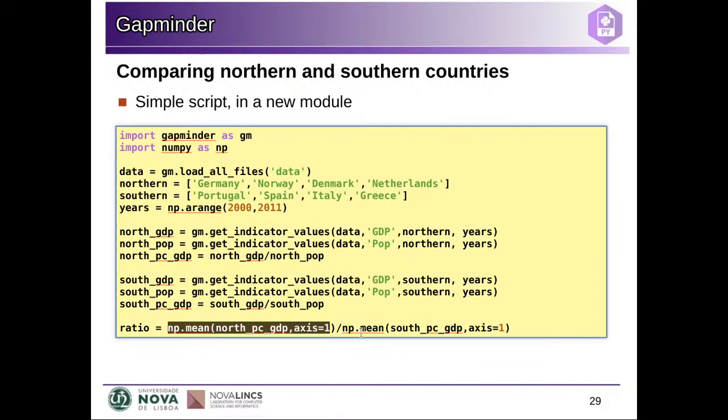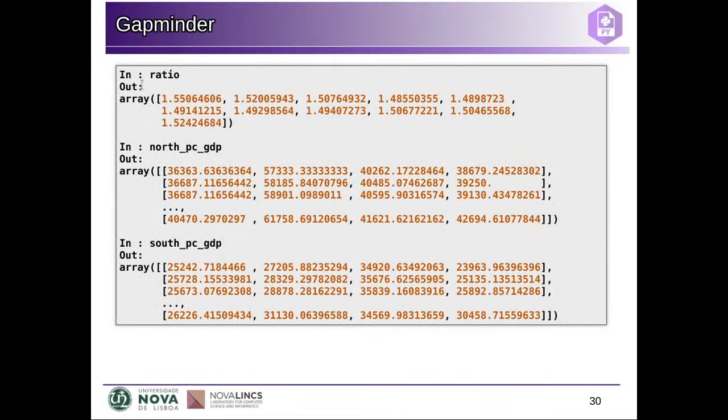So this gives us a vector with all the years, by averaging all the countries in the same year for the northern countries. We obtain the same vector for the southern countries, and when we compute the ratio of the two vectors, we get the ratio of the per capita GDP of the northern countries divided by the per capita GDP of the southern countries for each year. So this is an example of what we get here. We get 1.5 in 2000, 1.55, 1.52 in 2001, and so forth.